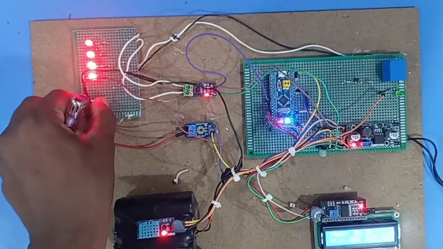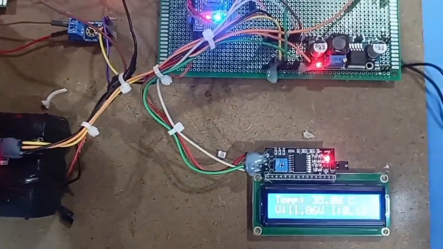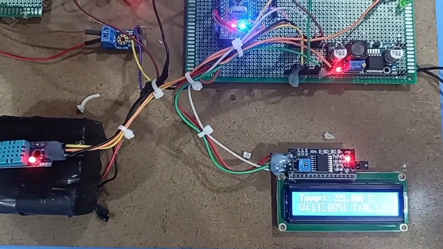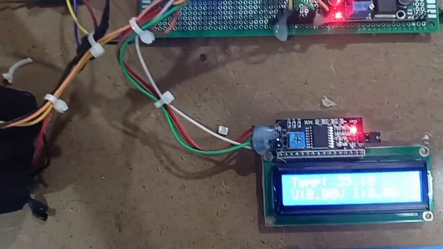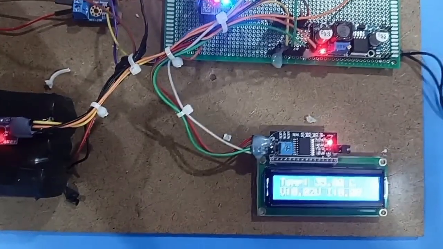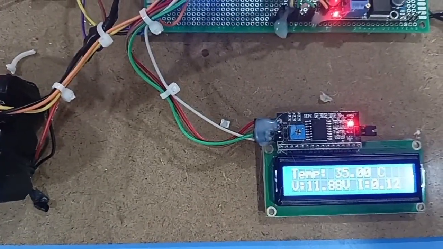So I am just removing the pin here. You can see that whenever I remove the pin, the voltage goes to 0 and the current is 0. Now I'll insert it again. We can see the voltage and the current readings.